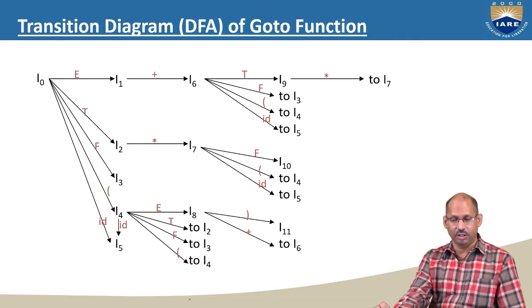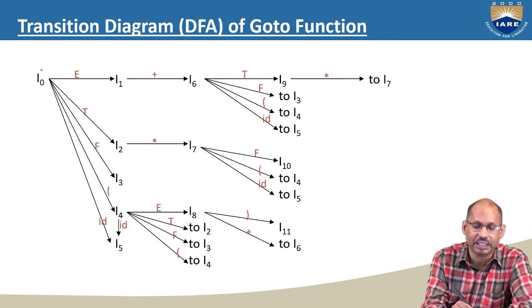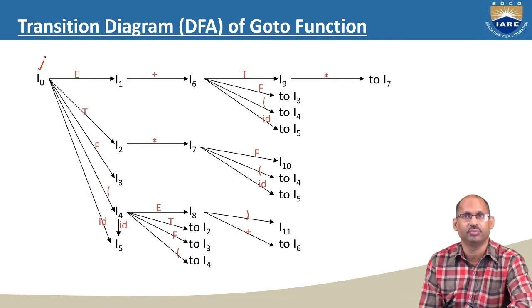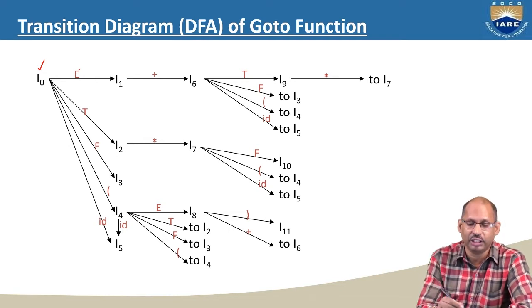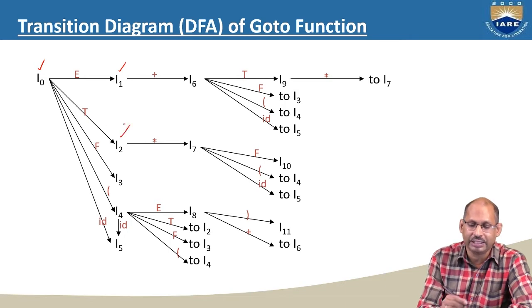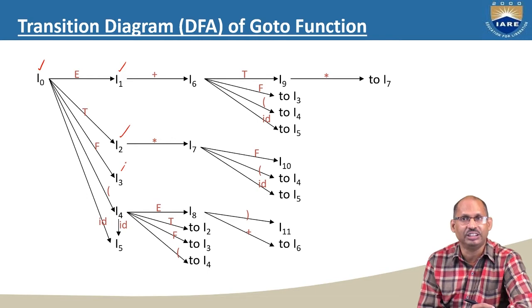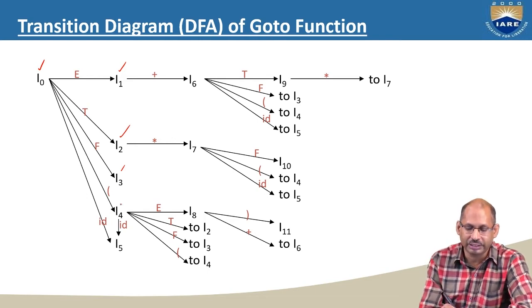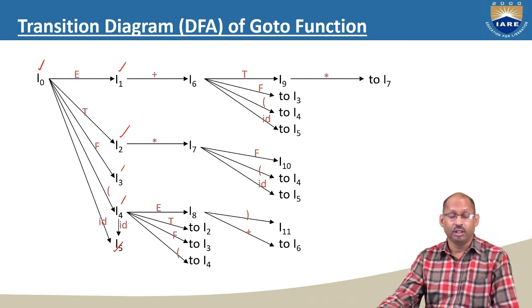Here, till now, we have considered the I0 closure. We have considered I0. On E, we have done the closure one, that is we are considering it as I1. On T as I2. On F, it is I3. On left parenthesis is I4. On ID is I5.